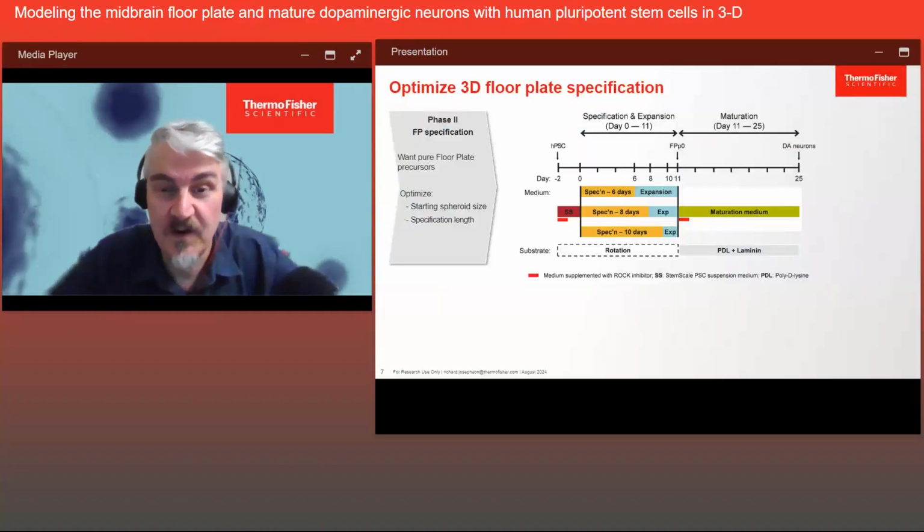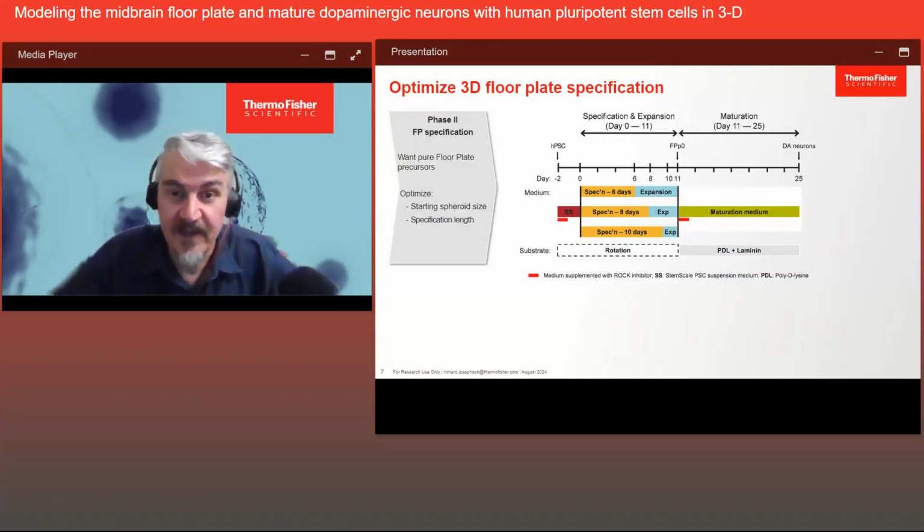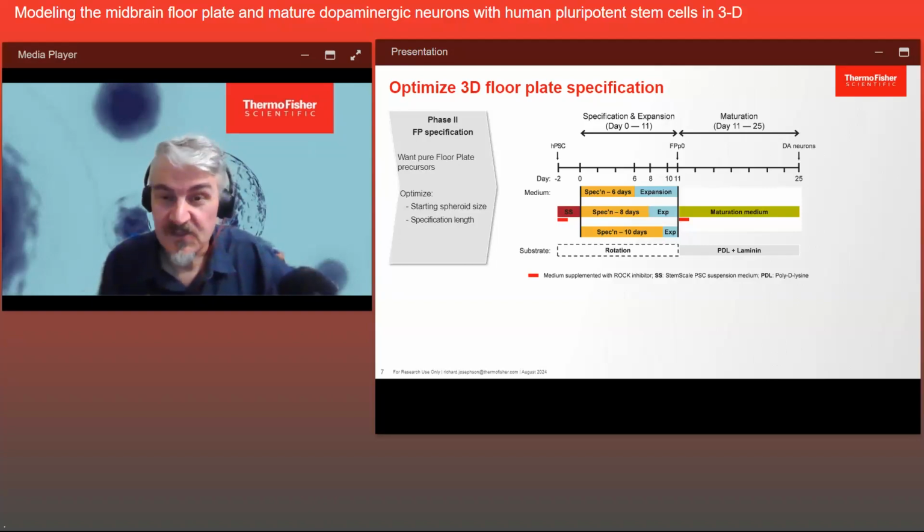So these are some experiments that were performed by a colleague of mine here in Frederick, Michael Durr, to initiate the differentiation in 3D. He started with PSC cultures growing in stem scale on a rotating culture platform, then swapped them into the floor plate specification media from the differentiation kit.